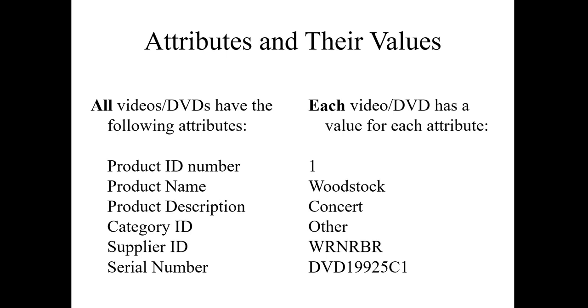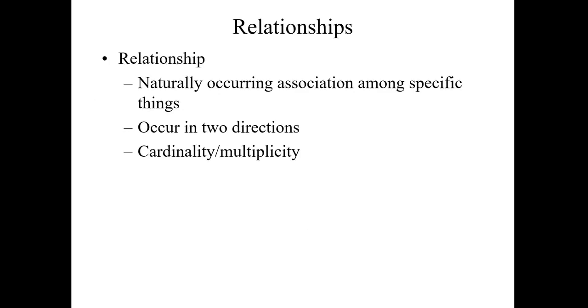Attributes and their values: all videos and DVDs have the following attributes. It might be the product ID number. So you may see over here what the attributes are, basically the characteristics, a field you may say: the product name, the product description, the category ID, supplier ID, serial number. And these are basically values, such as Woodstock, concert, other. Supplier ID is something and serial number is something.